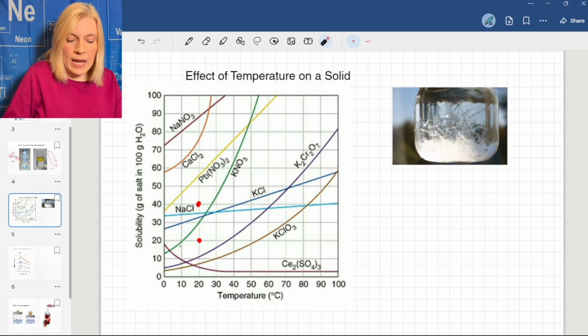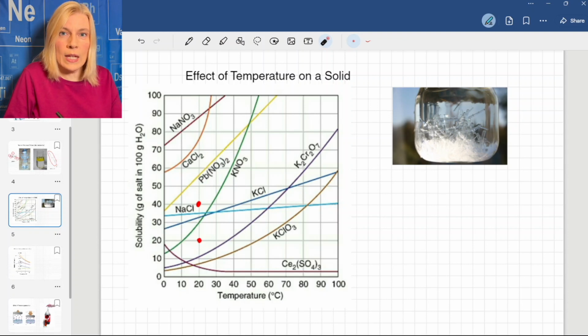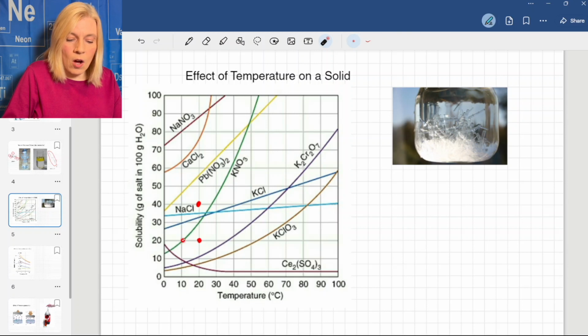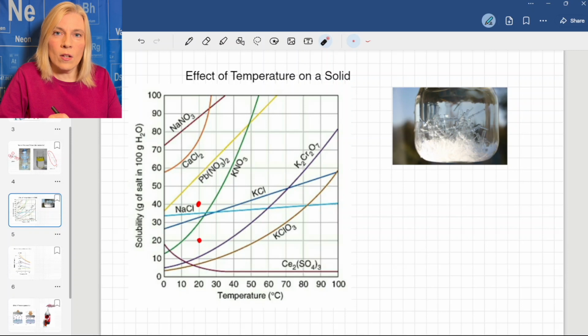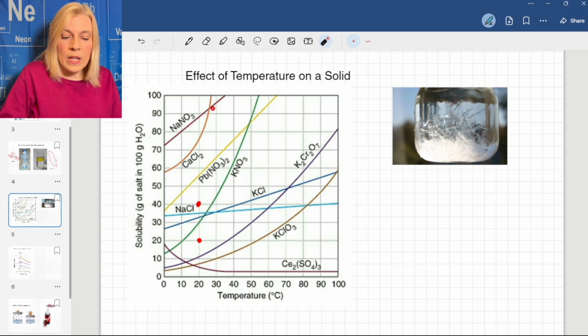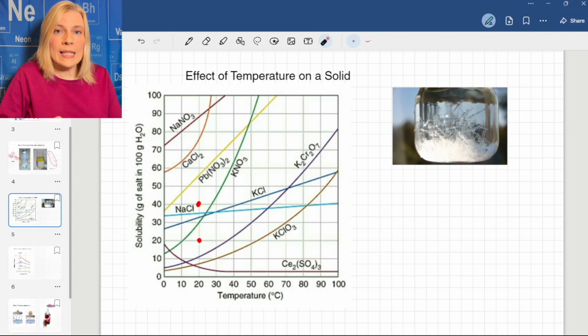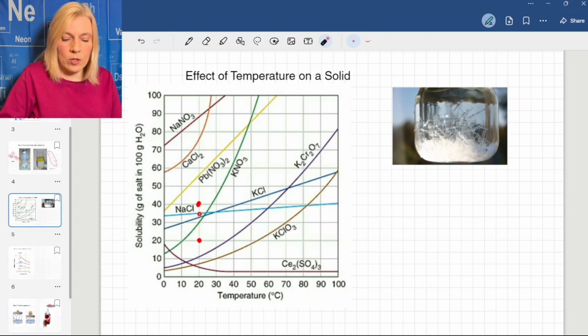So remember, anything that's under the line is unsaturated. It means you can add more. Anything on the line is saturated, but you will not know it because you will not have a visual clue that there are crystals that can now stay and not dissolve. So if you have a solution that has crystals on the bottom, that's when you are above the line, but do not say supersaturated. It's rare and it's unstable. You will see crystals, so your solution is saturated, and then you will have leftover crystals.